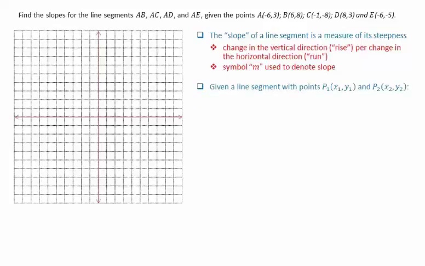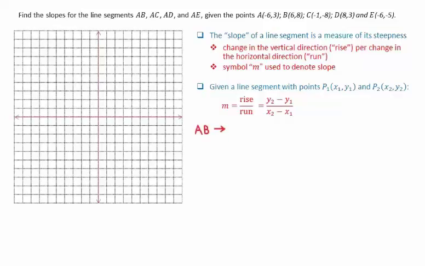Given a line segment with the endpoints at P1, (x1, y1), and P2, (x2, y2), the slope is equal to rise divided by run. Note that the rise is the change in the y coordinates and the run is the change in the x coordinates. Unlike the distance formula, the order that the x and y coordinates are subtracted is important. If using y2 minus y1 for the numerator, it's very important to use x2 minus x1 for the denominator. Don't switch them and use x1 minus x2.